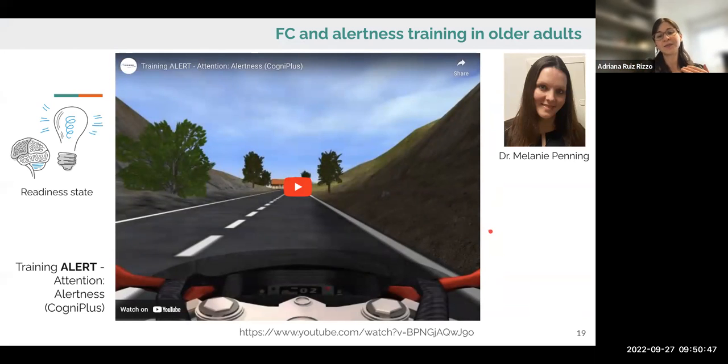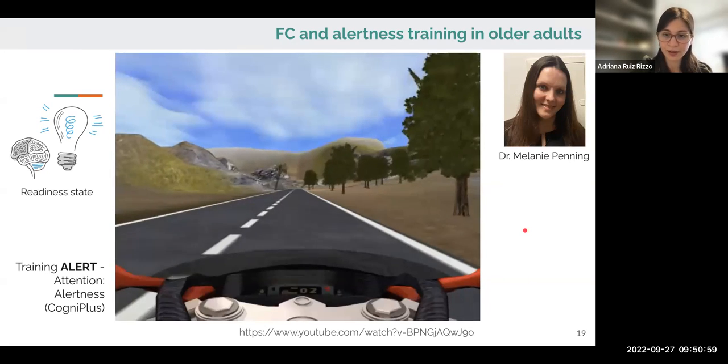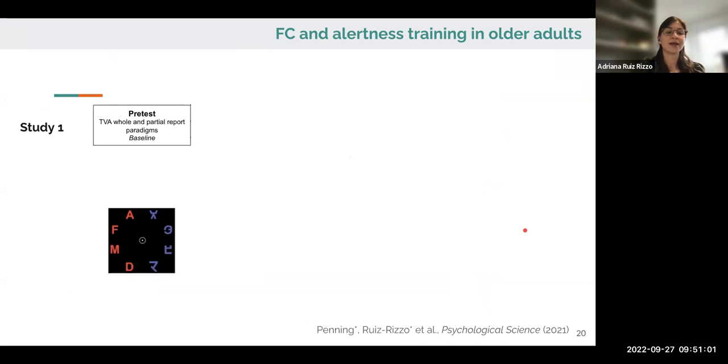And this was the task, very simple, just people were sitting in a room and doing this game in several sessions. I'm going to show you now the outline of the study. Yes, so we did this in 2 studies. The first one, there was a pretest session in which, again, we used the whole report task to obtain a baseline measure of visual processing speed.